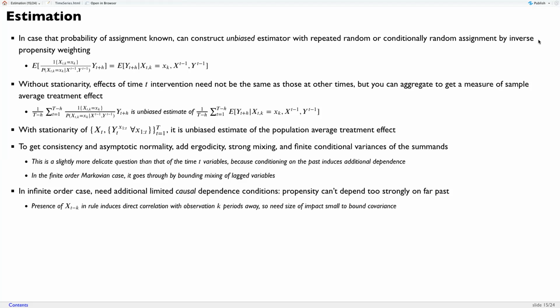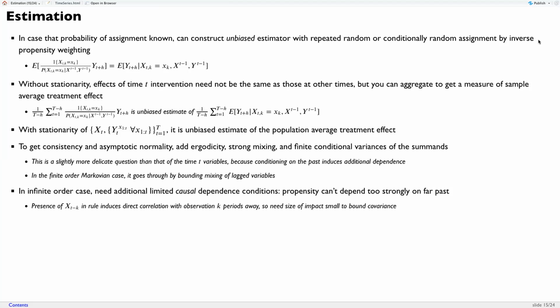And so this is something that can be defined without stationarity. We can get the effects of the intervention at time t by just this inverse propensity weight at time t. Without stationarity, the effect of the intervention at time t may not be the same as the effect of the intervention at other times. But you can aggregate: you can take the sample average of the inverse propensity weighted Y's over t equals 1 to T minus h.